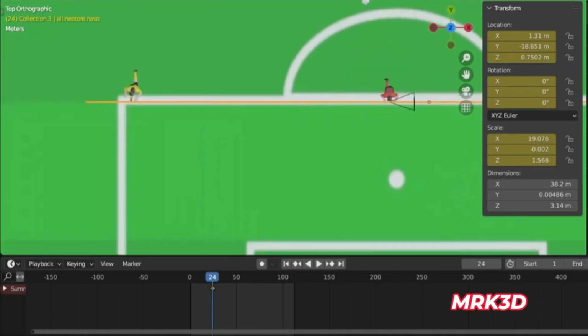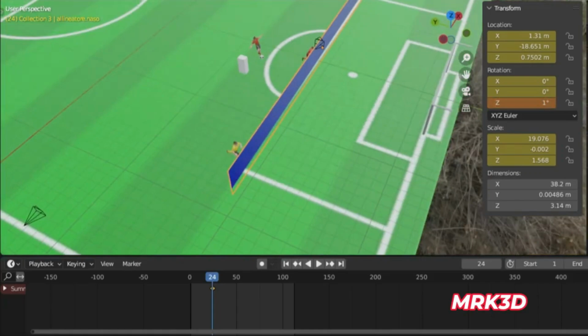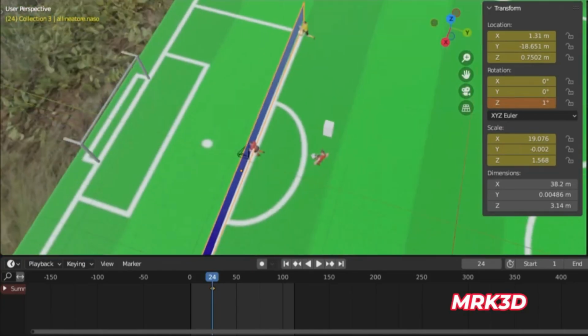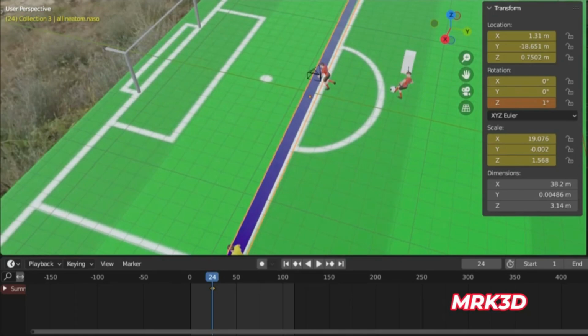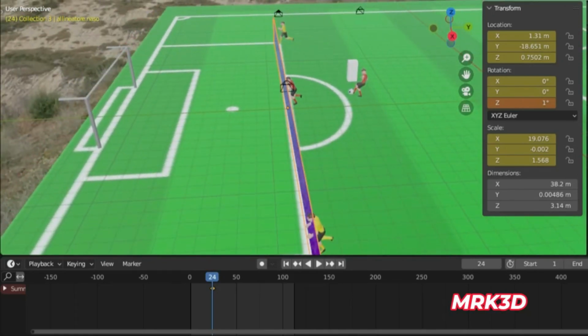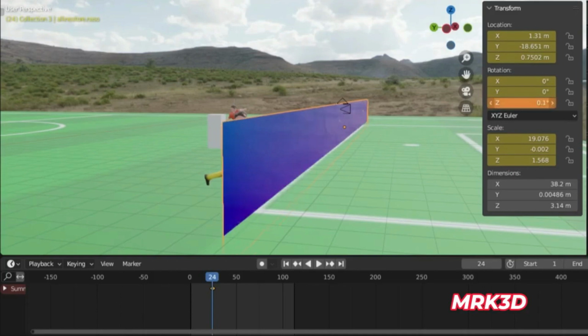I try to rotate it 1 degree. In this case you can also see by eye that there is a misalignment with the lines of the field. In any case, now the defender in the foreground seems behind the one at the back. This is a bit extreme as an example, but it serves to understand the concept. 1 degree is too much, so I try 0.1.